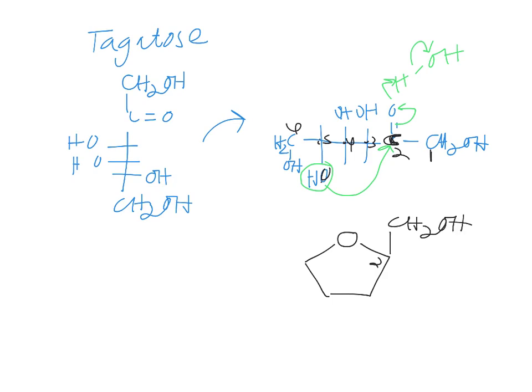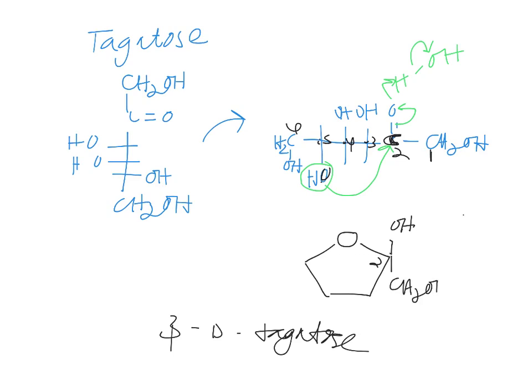Okay, and we'll say we want, oh crap, hold on, can't draw that yet because I haven't told you if I want alpha or beta. So let's do beta D tagatose. Tagatose. Sounds goofy. Okay, so beta means it's the OH that's going up or down, not the CH2OH. So beta, batter up, means the OH is going up. So the CH2OH is on the opposite side.